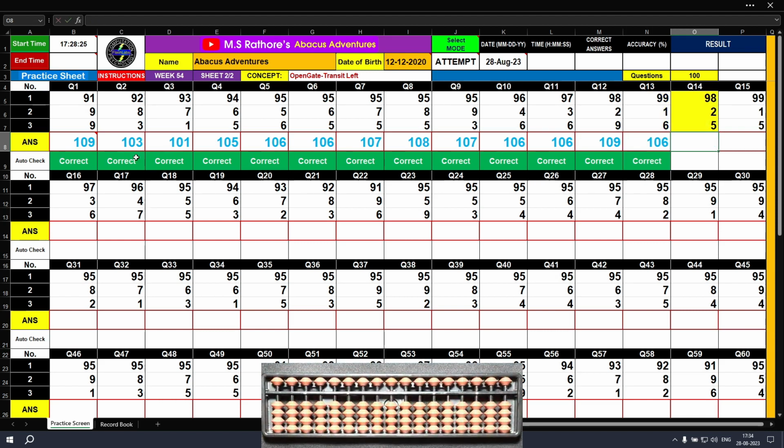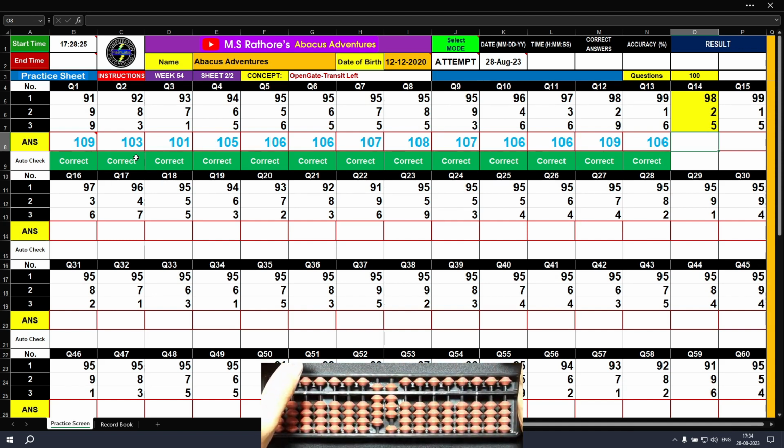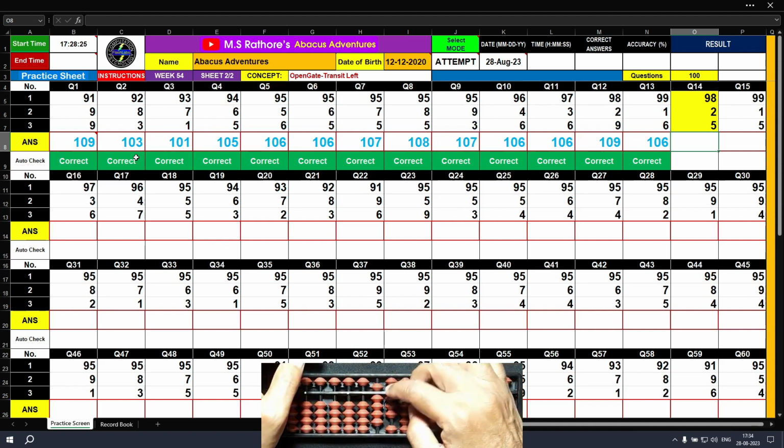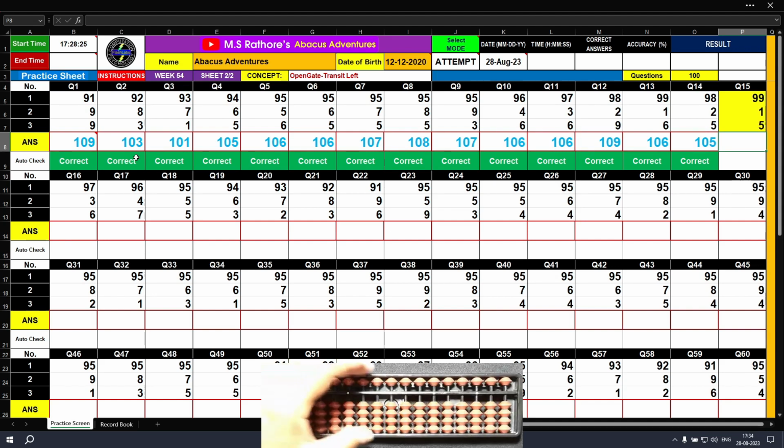Question number 14. Plus 90, plus 8, the answer is 98. Plus 2 equals minus 8, open the gate, plus 10, the answer is 100. Plus 5 directly, the answer is 105.